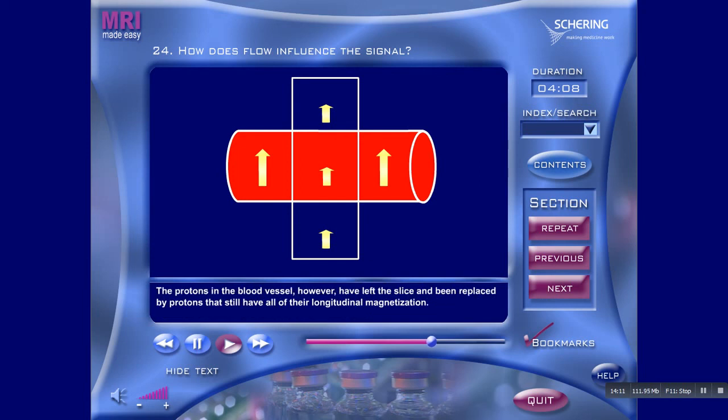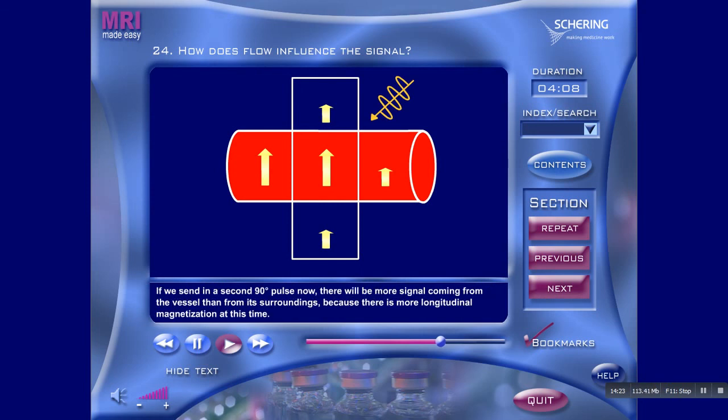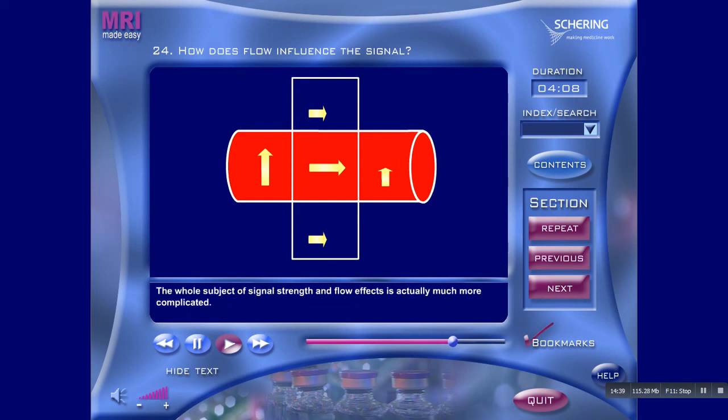The protons in the blood vessel, however, have left the slice and been replaced by protons that still have all of their longitudinal magnetization. If we send in a second 90-degree pulse now, there will be more signal coming from the vessel than from its surroundings, because there is more longitudinal magnetization at this time. The whole subject with signal strength and flow effects is actually much more complicated.